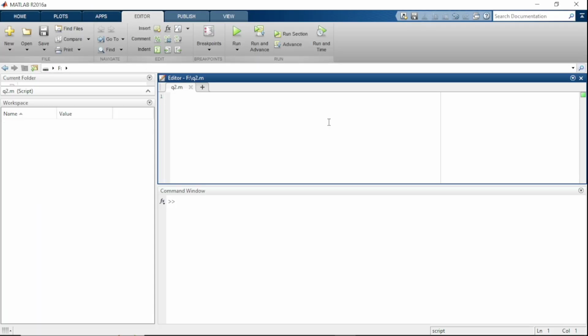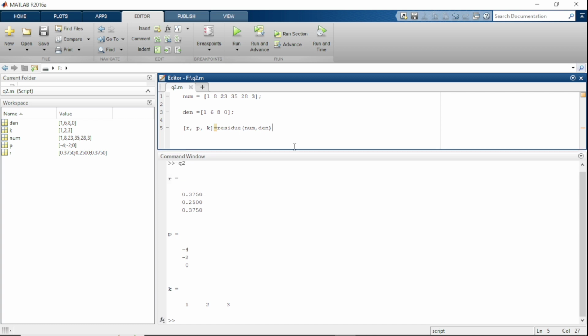So I am writing the coefficient of the numerator. It will be num equal to 1, 8, 23, 35, 28 and 3. Next I am writing the denominator coefficient, that is 1, 6, 8 and 0. Now I am using the command [r,p,k], where r is the residue, p is the pole and k is the direct term, equal to residue of num comma den. Okay, so just run this program.